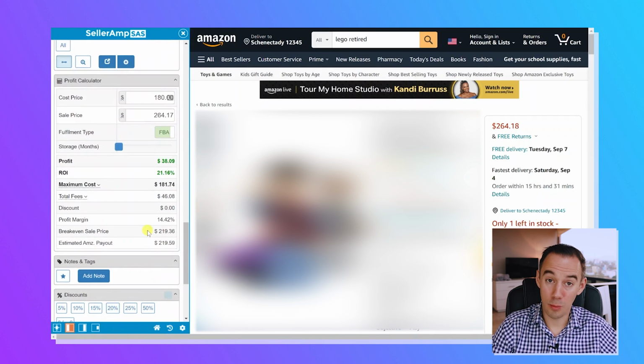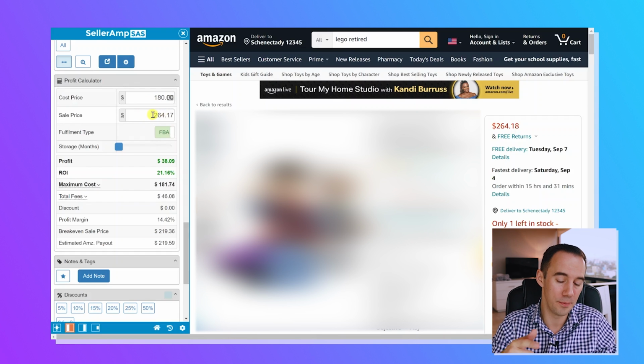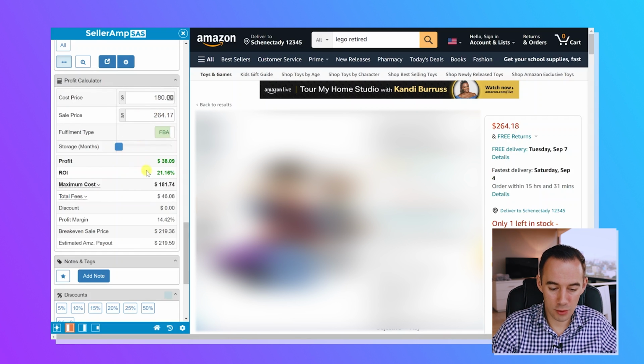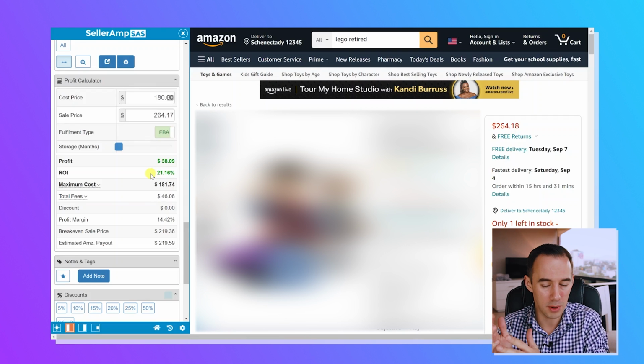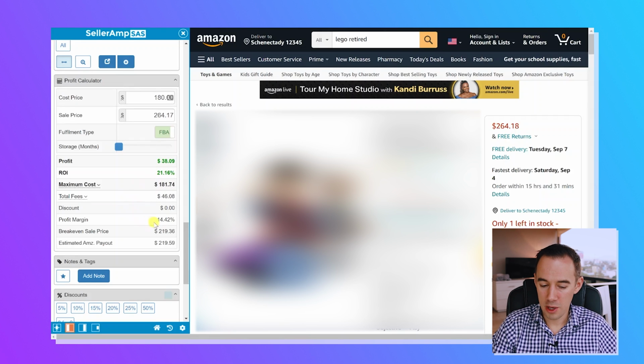What we're really looking at are profit, ROI, and margin. You can see here, buying for 180 and selling for 264. And remember, I've got fees in here as well. We're going to be able to make an ROI of 21.61, and that's one of the criteria I look at. I'm quite an ROI person, more than margin. But if you do want to know, my profit margin will be 14.42.